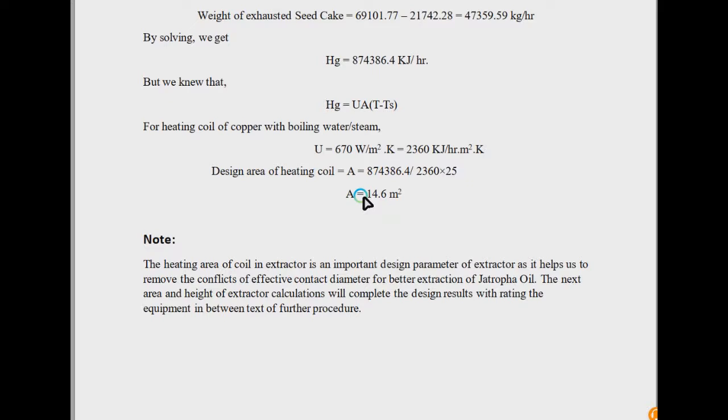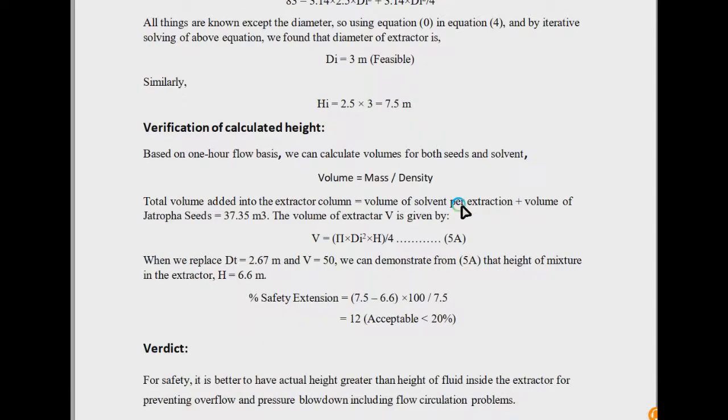Volume is calculated using the mass over density of seeds, or based on the composition density of the mixture. It can contain different compositions in different fractions. So the total volume added into the extractor column will be equal to the volume of solvent per extraction plus the volume of Jatropha seeds. It comes out to be 37.35 meter cube. Now the volume of the extractor is given by pi d square h over 4. The diameter is 2.67, that is assumed from the heat transfer area of the coil.